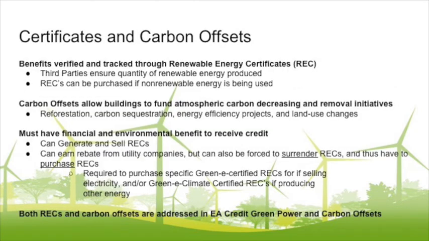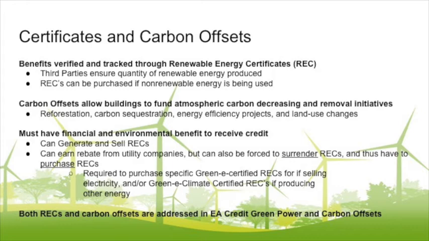The credibility of renewable energy systems in a project is monitored via certificates and carbon offsets. These benefits are verified and tracked through renewable energy certificates, or RECs. Third parties are used to certify and quantify the actual amounts of energy that are produced both on and off-site. If a project falls short of these requirements for minimum renewable energy, they can simply purchase RECs to overcome the deficit. Carbon offsets allow the buildings to fund atmospheric carbon decreasing and removal initiatives such as reforestation, carbon sequestration, energy efficiency projects, and land use changes.